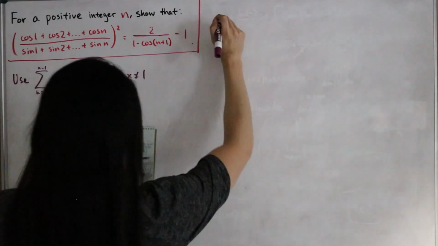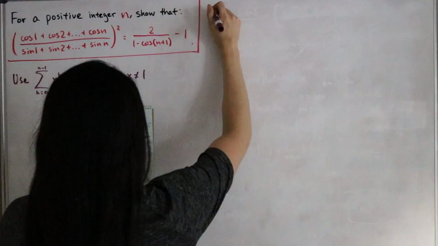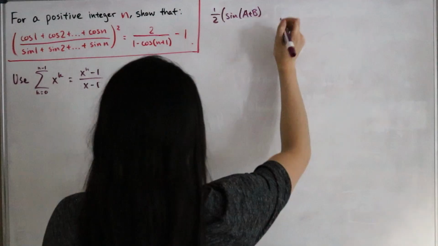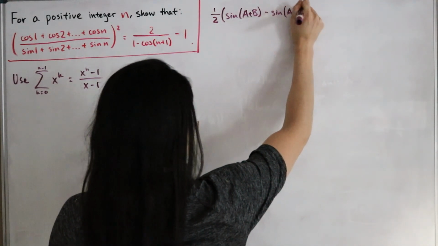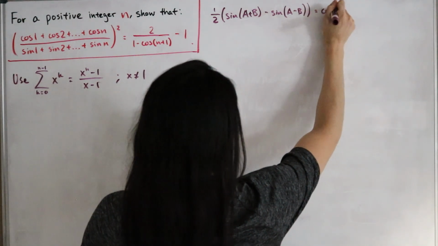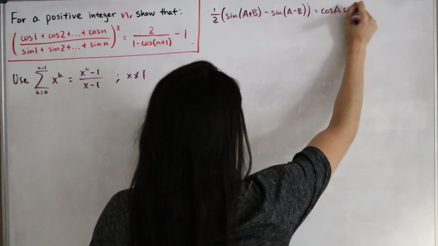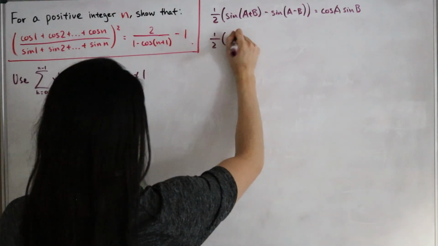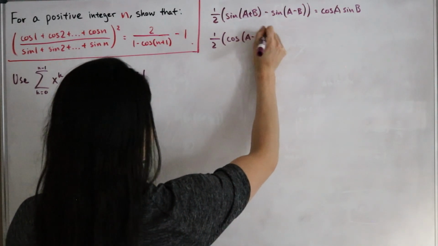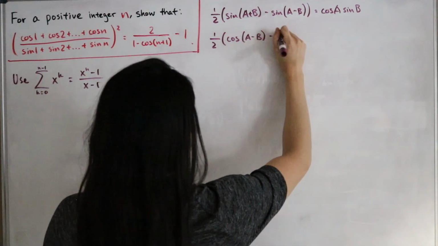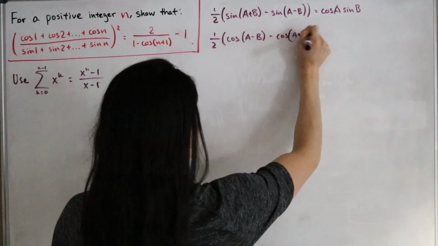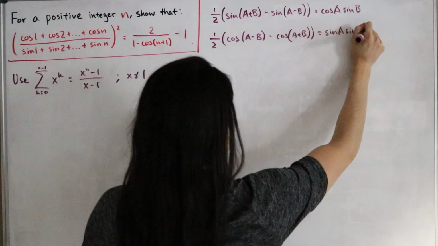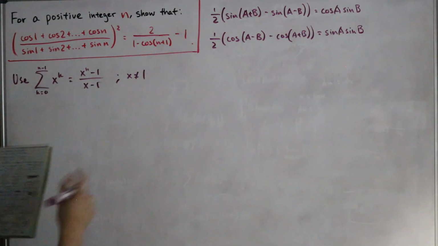It's also worth noting some trig identities we're going to use, so I'll put these to the side. We'll use that 1/2 times sine of a plus b, minus sine of a minus b, is simply equal to cosine of a times sine of b, where a and b are real numbers. Another identity we'll use, in terms of cosine: cosine of a minus b, minus cosine of a plus b, is equal to 2 times sine of a times sine of b. We'll be utilizing these trig identities later once we get to the nitty-gritty.